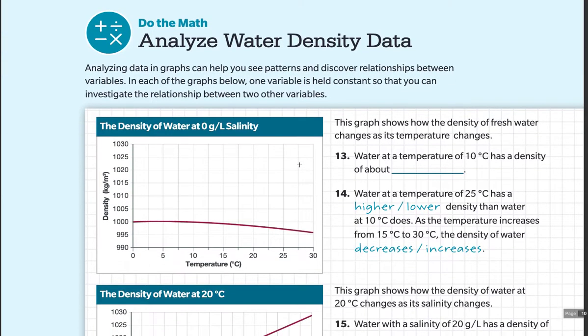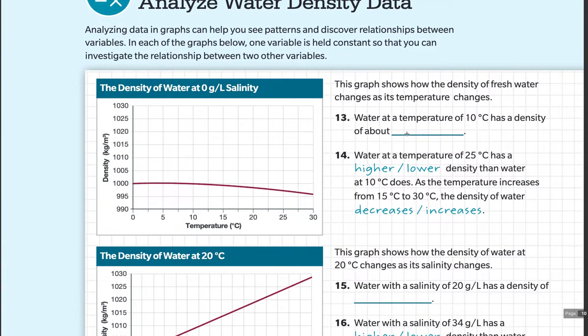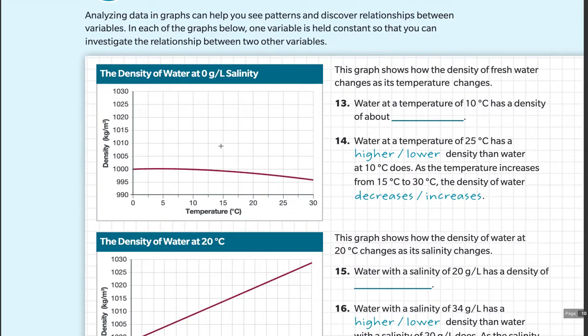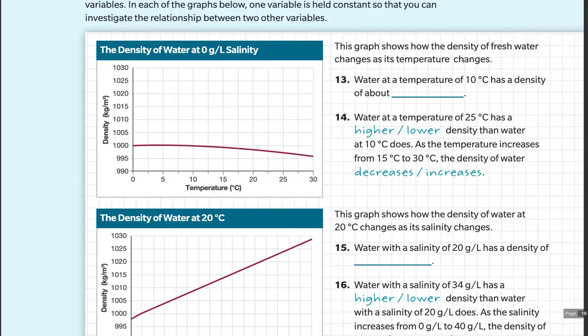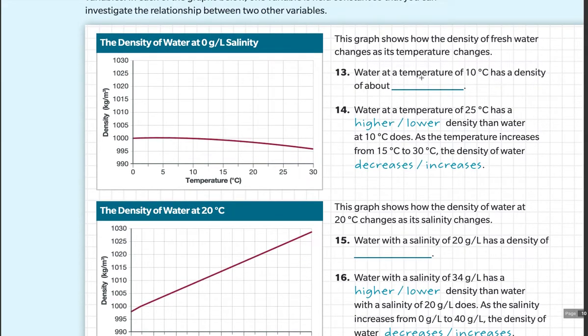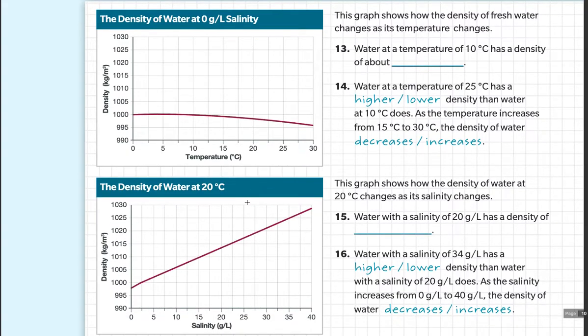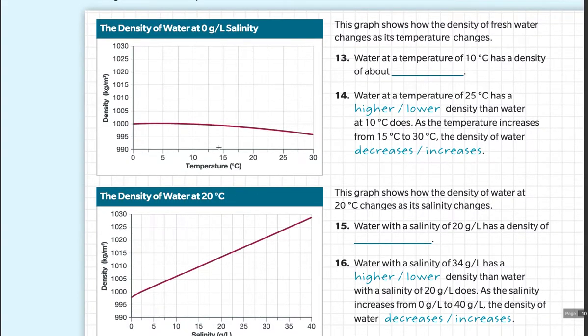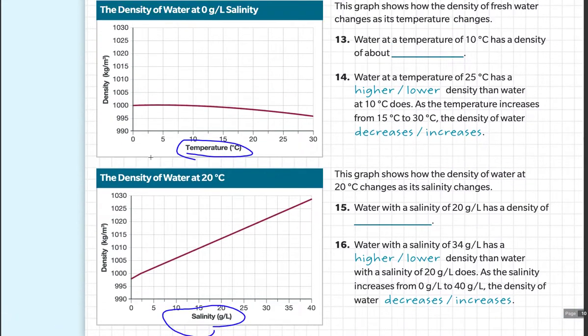And so here we have a chart measuring density of water according to the salinity and temperature. This one's measuring temperature, as you can see right here, and this one's measuring the salinity, and then they're both density. So this is 10 degrees. At 10 degrees, where are we at? We're at about here. So about 1,000.